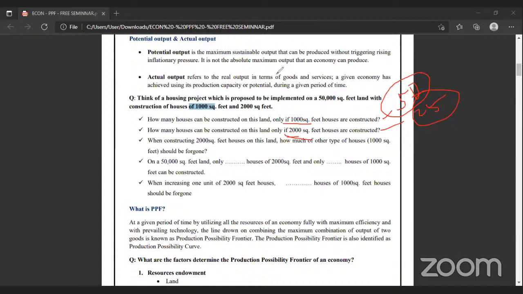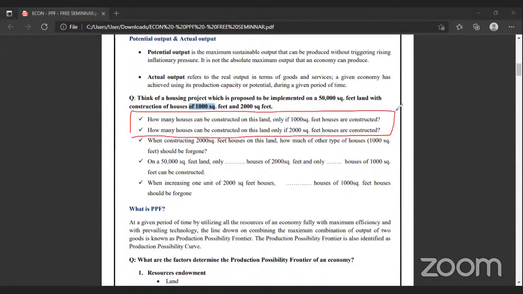Only 2,000 square feet houses means 25. Now my question is: you can raise your hand and I will give you the annotate option, so you can draw on the screen. You know that 50 houses can be constructed and 25 houses can be constructed. Using these two pieces of information, who can draw the PPC curve now? Raise your hand. The raised hand has gone now, only my raised hand. Anyone who can draw? If you raise a hand, I will give the annotate option and you can draw on my screen.